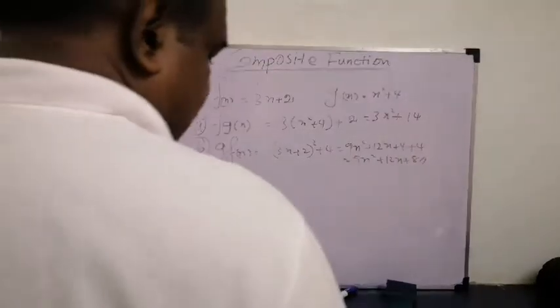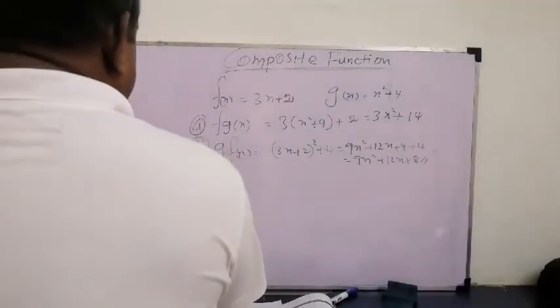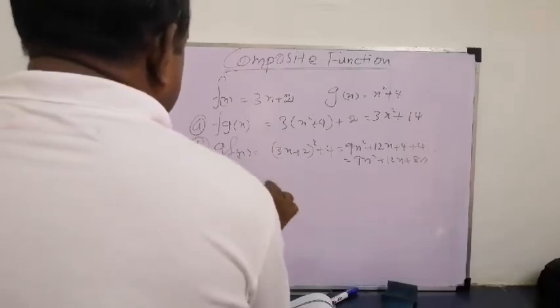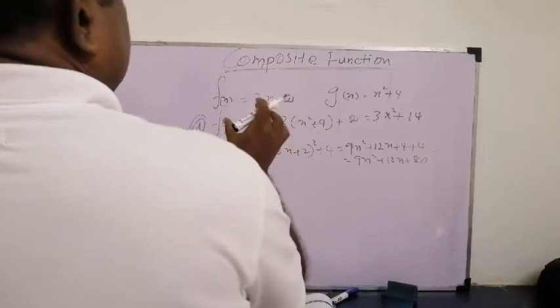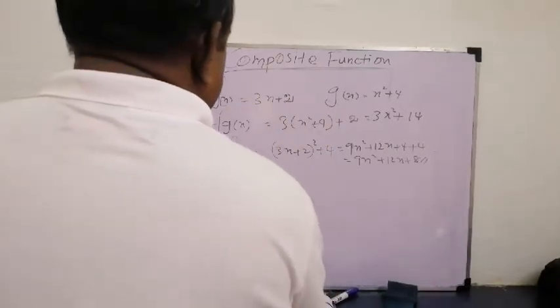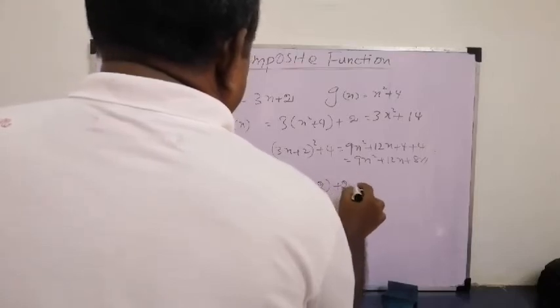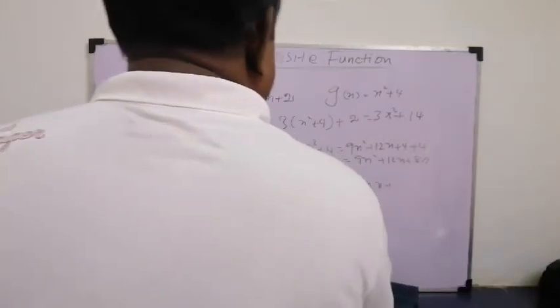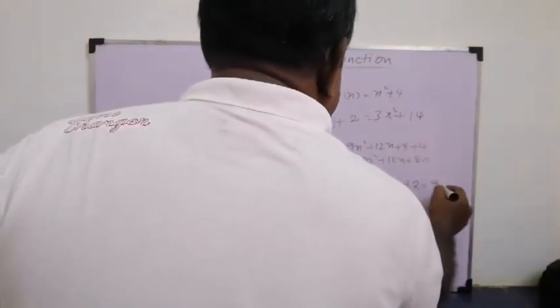Next, they are asking to find the value of f squared x. F squared x, so it's like f into f(x). So then f(x) is going to be the function in that. That means 3 into (3x plus 2) plus 2. It's going to be 9x plus 6 plus 2. It's going to be 9x plus 8.